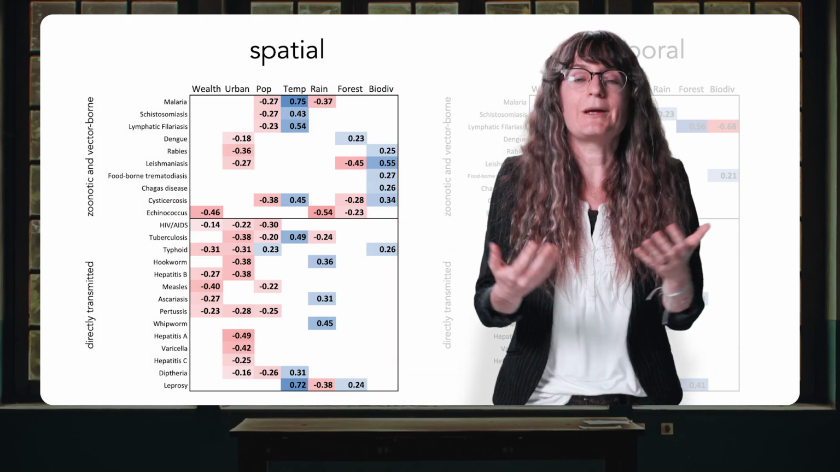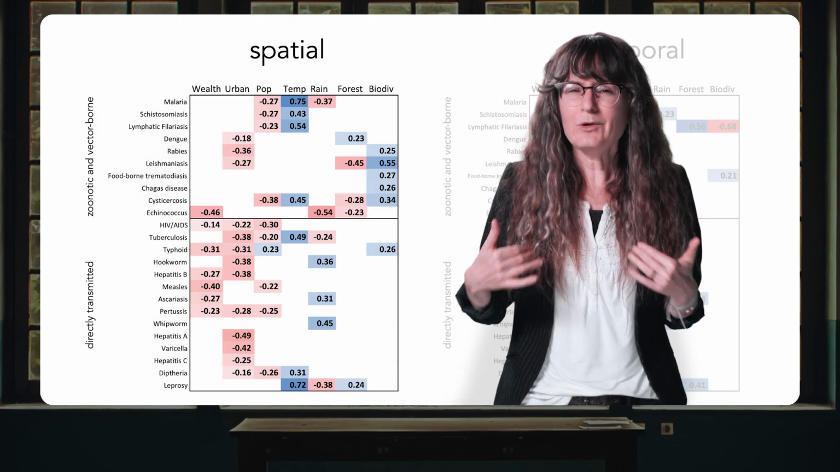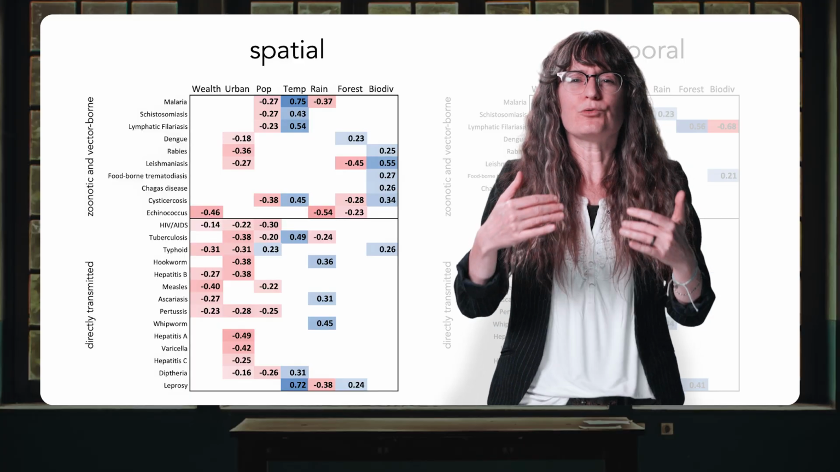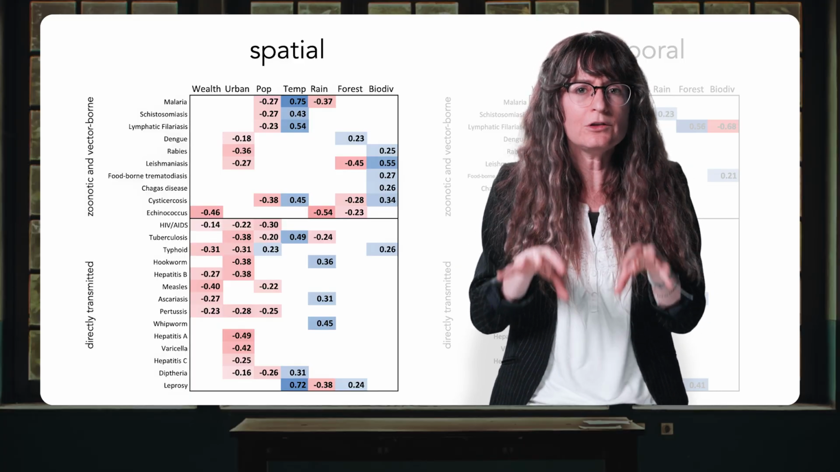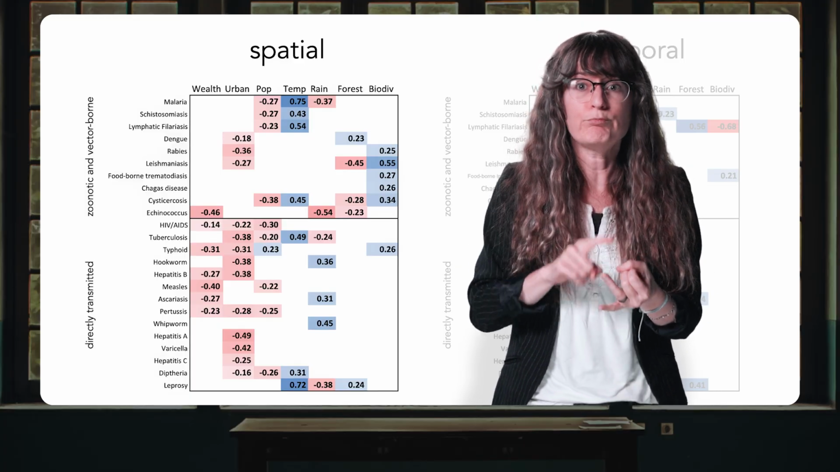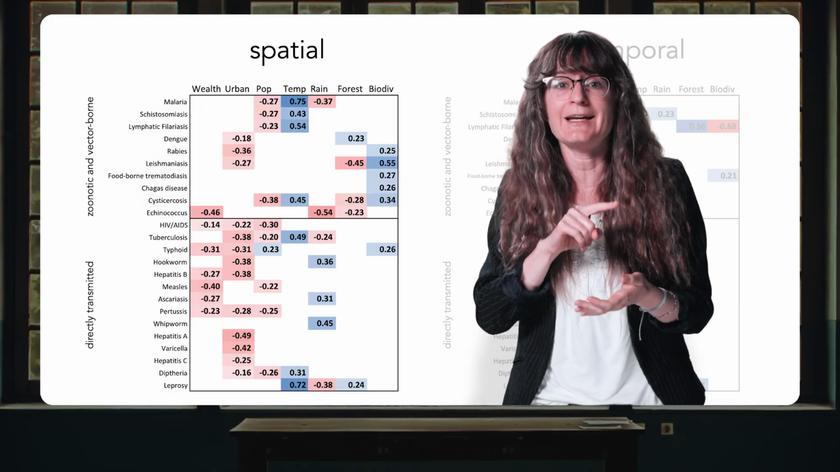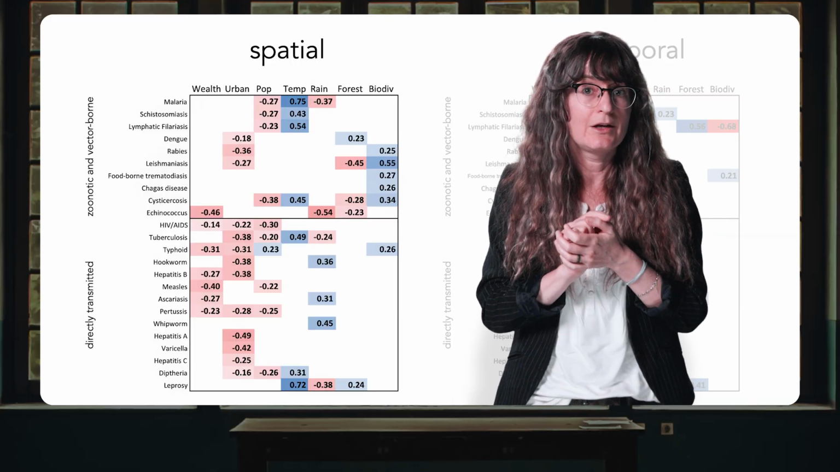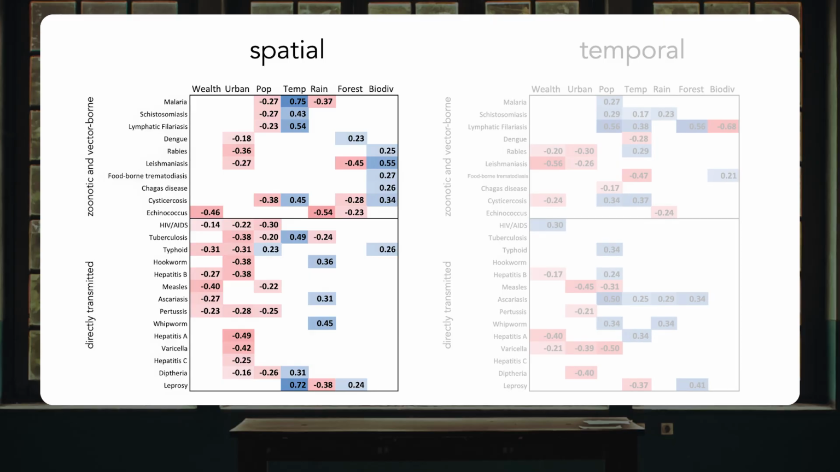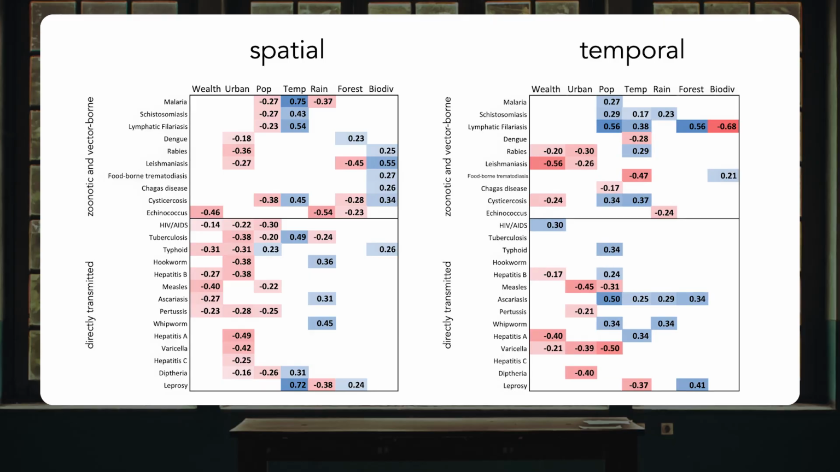But those are just the spatial correlations, right? We already knew from previous studies what these patterns were. We knew that low-latitude countries were poor, hot, and tend to have high biodiversity and high infectious disease burdens. We already knew that. The temporal analysis is really where we start to see some new and interesting things. We see again that in the temporal analysis, in general, as wealth increases, infectious disease declines. As urbanization increases, infectious disease declines.